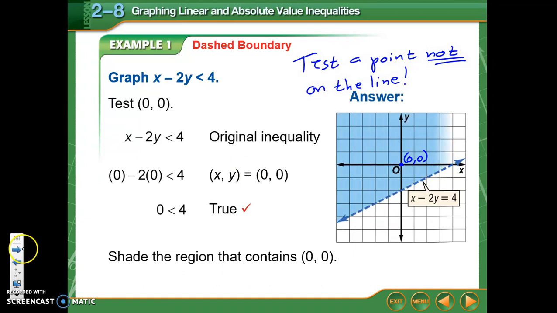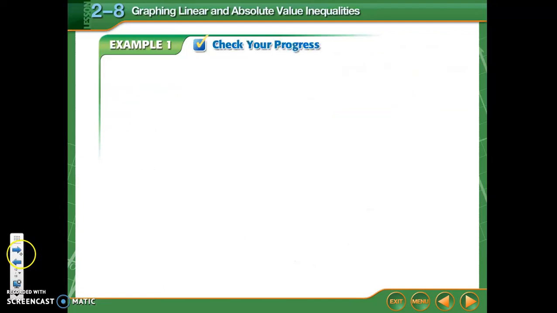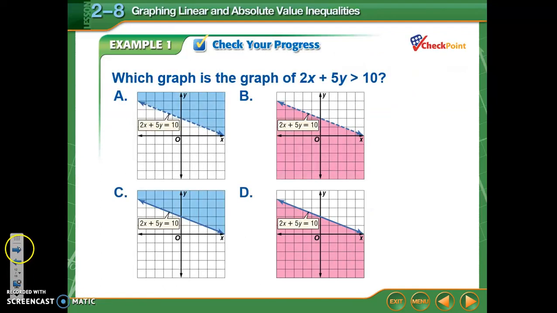We're going to shade that half of the graph, that side of the line. So we're going to shade all of that in, and that means any point that I pick in this blue shaded region will make my inequality true, not counting the points on the line. That's why it's a dotted line. Okay, why don't you guys try this one?